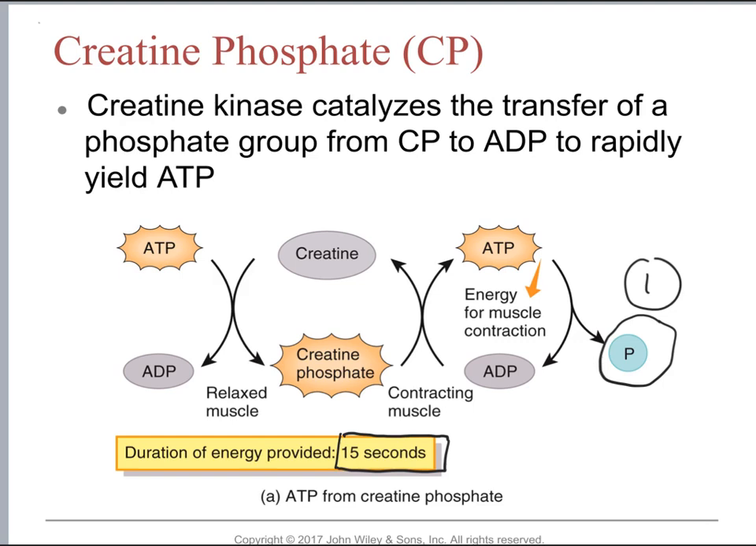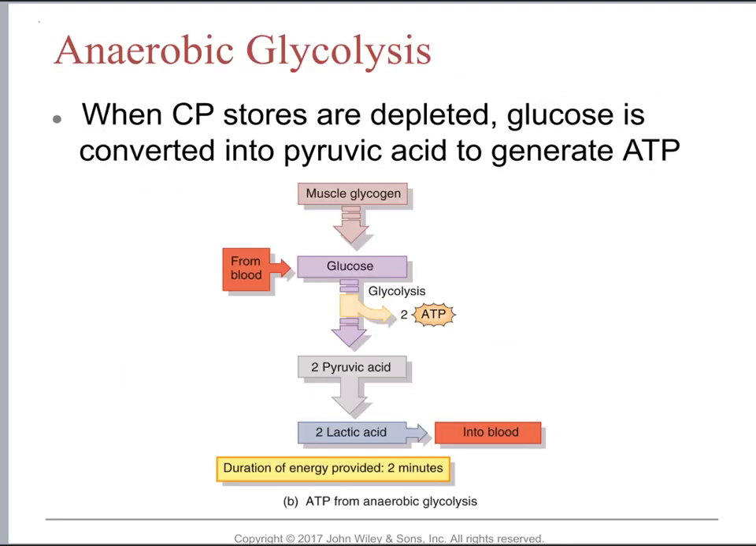So we're going to rank these as to how much time or energy we get. So with creatine phosphate, we get one phosphate, which is going to give us about 15 seconds worth of energy for work. The next process is anaerobic respiration or anaerobic glycolysis. So this is going to be our second tier.